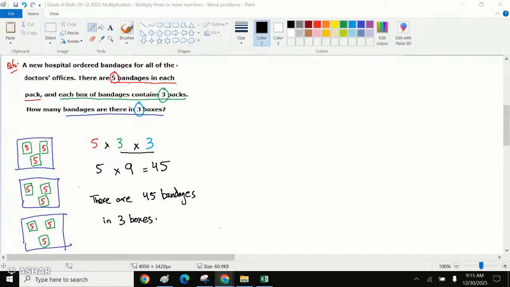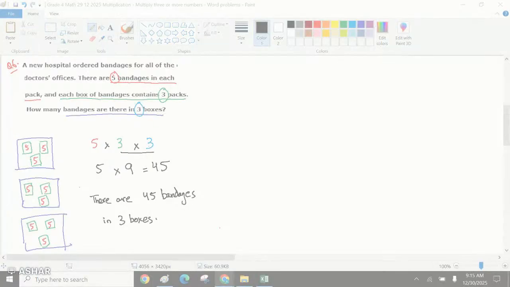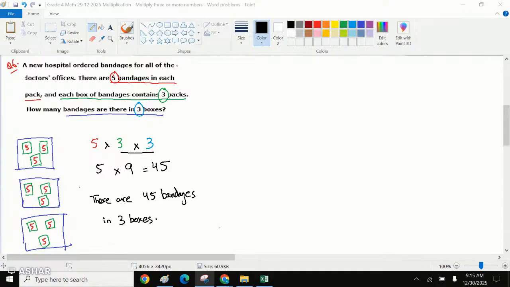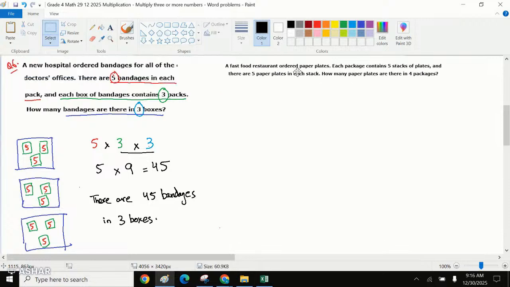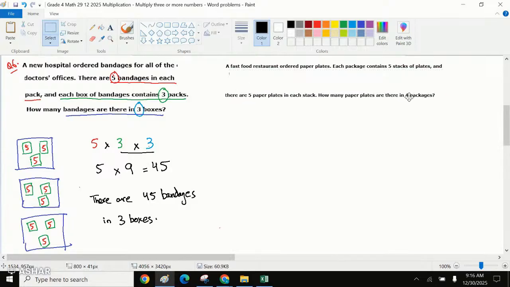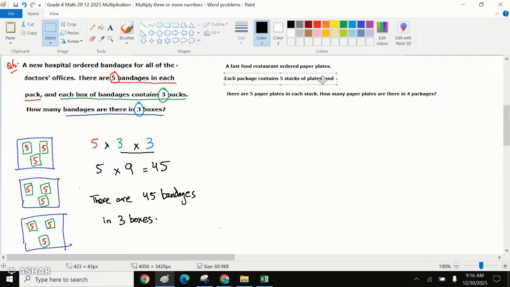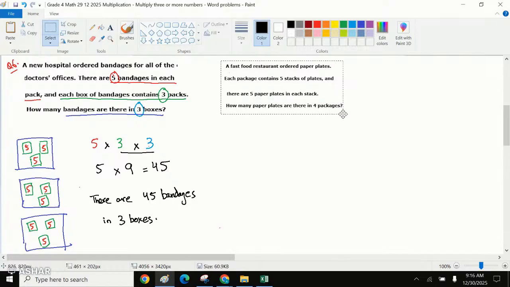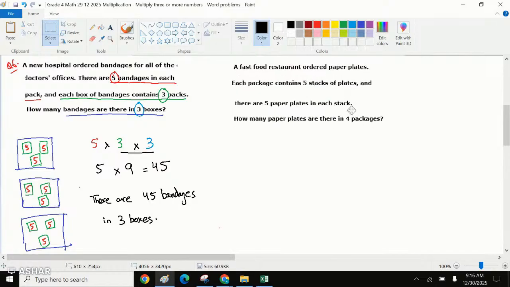Question number 7. I'll just copy the next question so that we have it for us. It says a fast food restaurant. Plates and stacks they are talking about. This is question number 7. Let me realign this so that we have more space. Each package has this, and how many paper plates in 4 packages? Let's change the size and see what it is asking us.